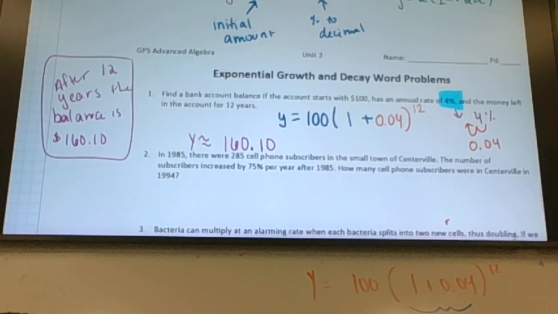What? So how much did it grow? How much did the account grow by? $60. You didn't earn 160, you earned 60. Let's try again.